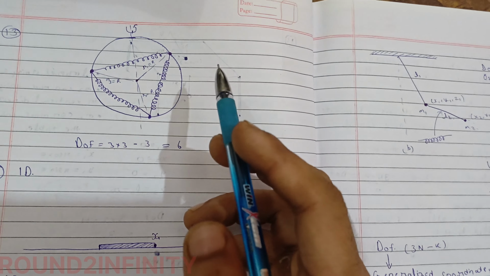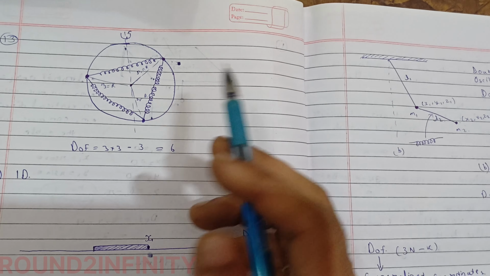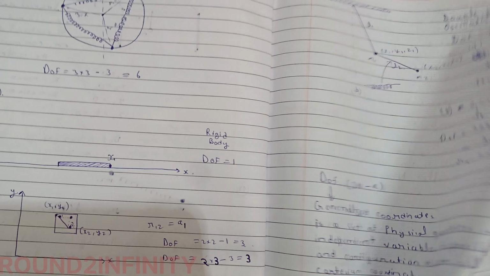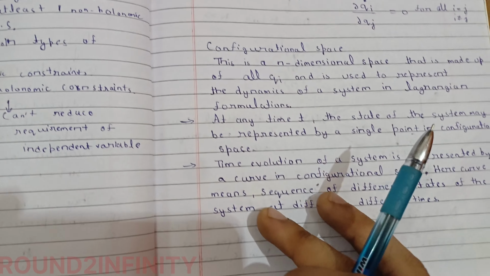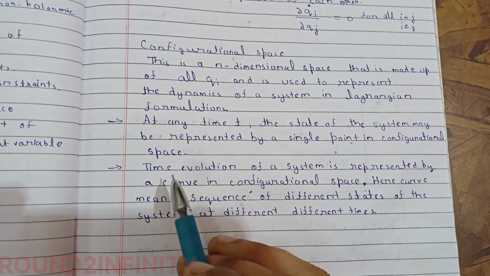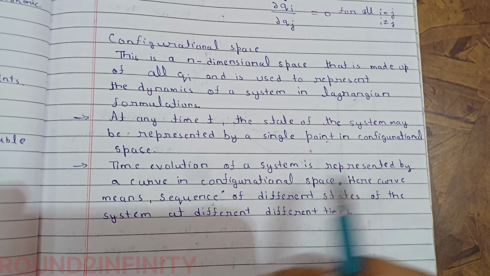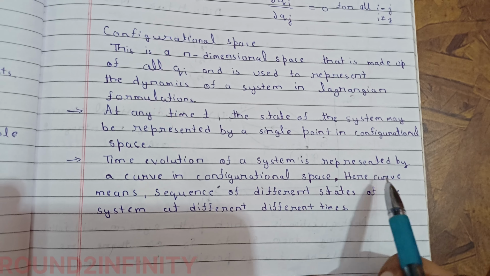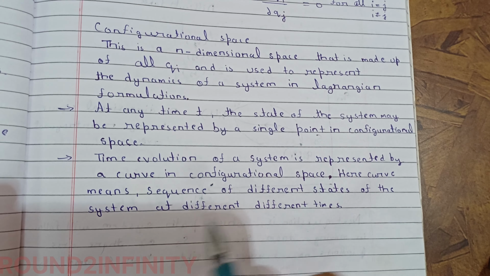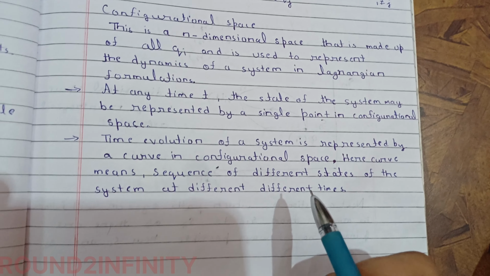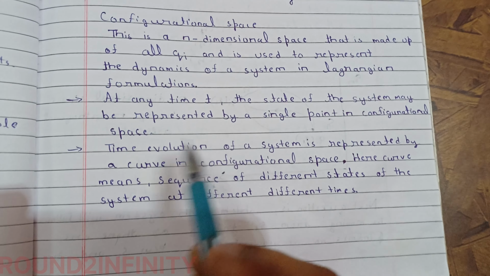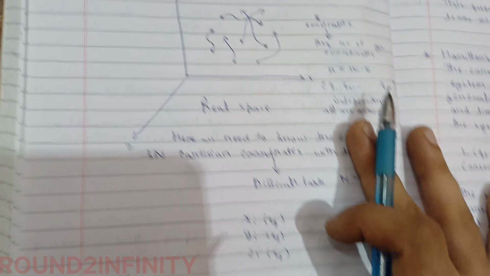With time the system will change and this whole system of coordinates will change. So we'll see in the configuration space how it works. The time evolution of a system is represented by a curve in configurational space. Here, curve means a sequence of different states of the system at different times. I will tell you in the next page, where this will be more clear.